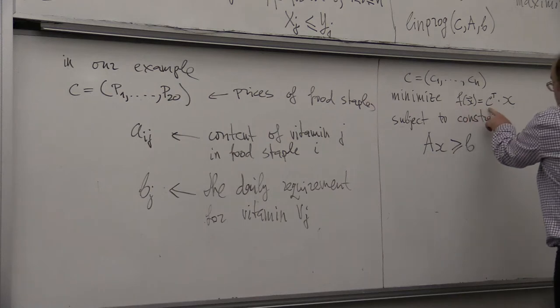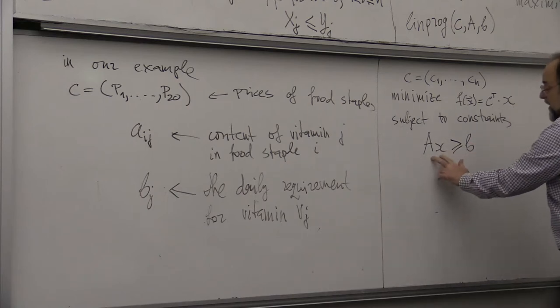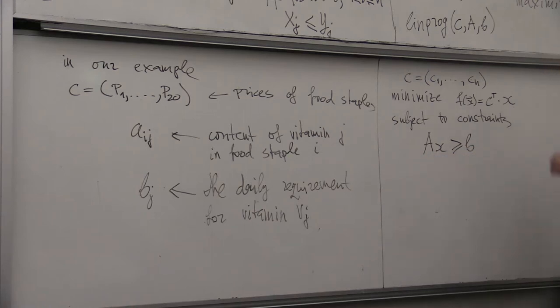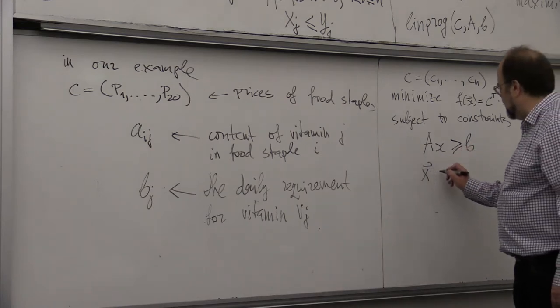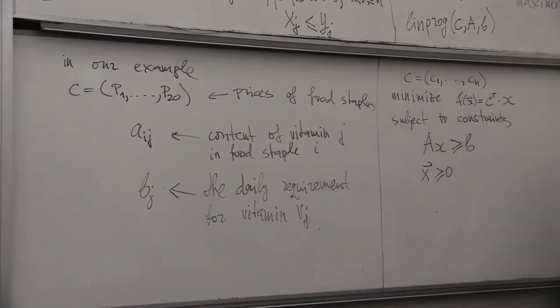The cost of all groceries, because this will be prices times the quantities you buy, but such that the total content in the food of each of the vitamins is larger or equal than the daily allowance. Okay, and of course, always with the additional constraint that the variables be positive.